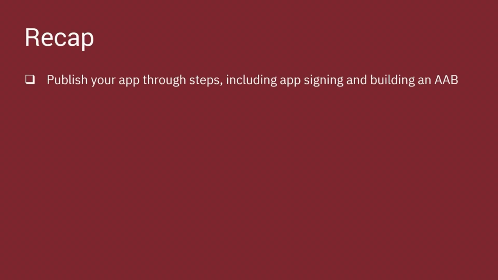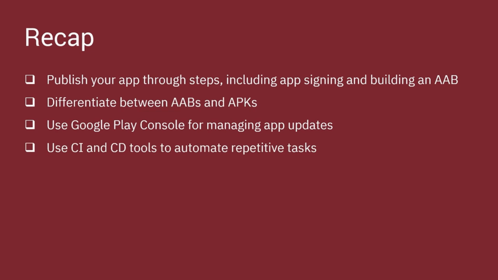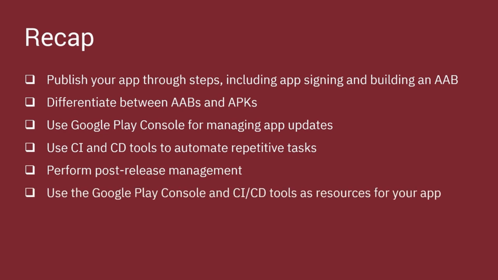and deployment. In this video, you'll learn to publish your app by setting up app signing, building an Android app bundle, AAB, and preparing your app for submission. Differentiate between Android app bundles and APKs to ensure the correct optimization of your app. Use Google Play Console for the app submission process, setting up pricing, and managing app updates. Use continuous integration, CI, and continuous deployment, CD, to automate repetitive tasks. Perform post-release management to track user behavior, downloads, and app performance. Use the Google Play Console and CI/CD tools as resources for your app.